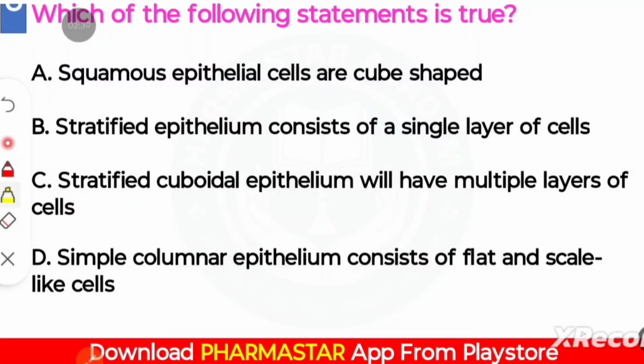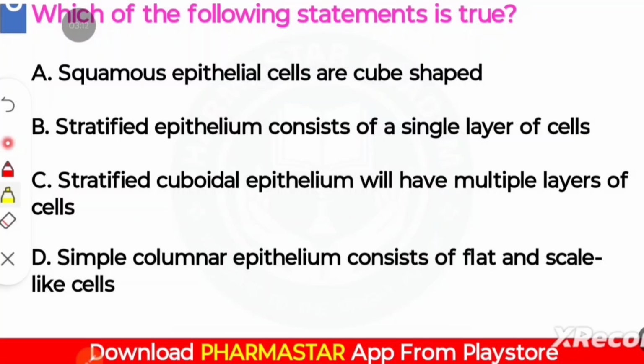So let's see which statement is true and which is false. Option A, squamous epithelial cells are cube shaped. False. Squamous epithelial cells are flat and scale-like, resembling a fish scale, or the cube-shaped cells you are thinking of are called cuboidal epithelial cells. B. Stratified epithelium consists of a single layer of cells. That is actually opposite. A stratified epithelium consists of two or more layers of cells. It is built for protection against mechanical and chemical wear and tear.